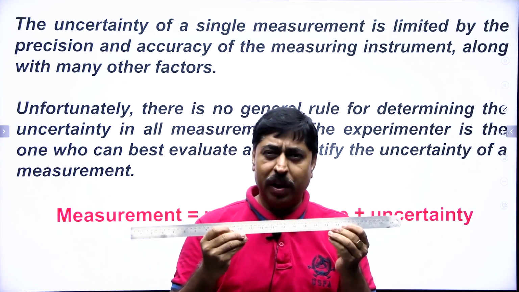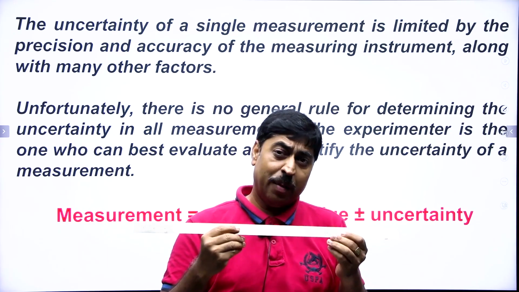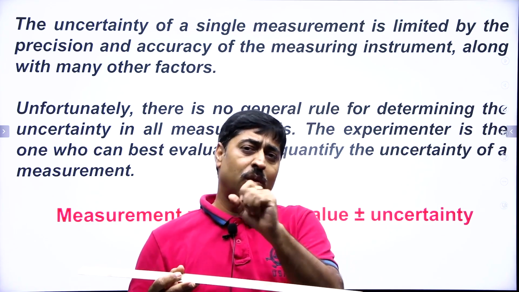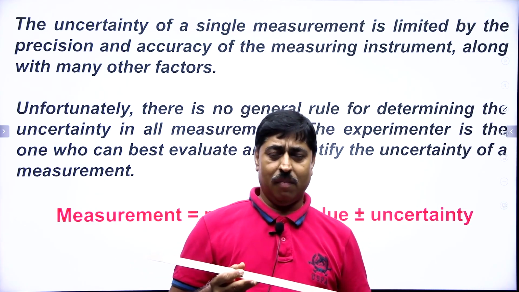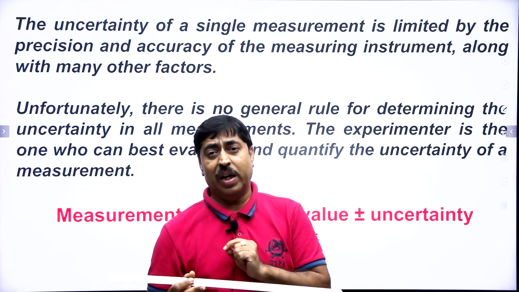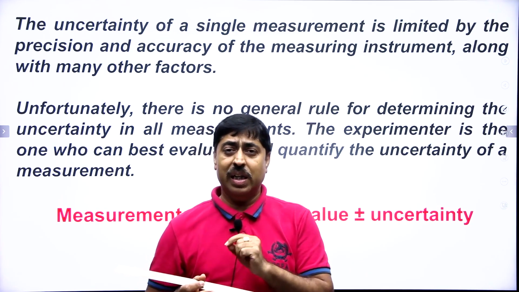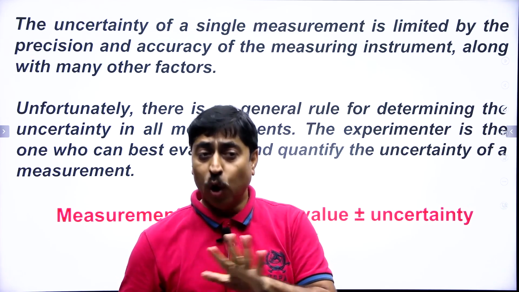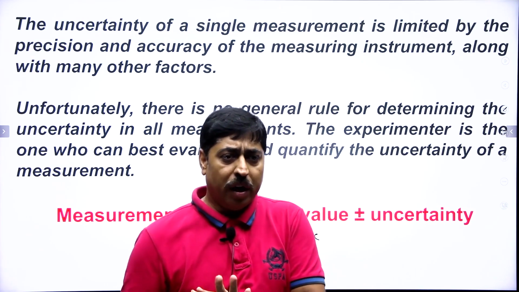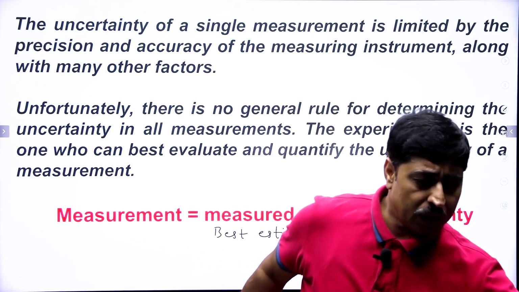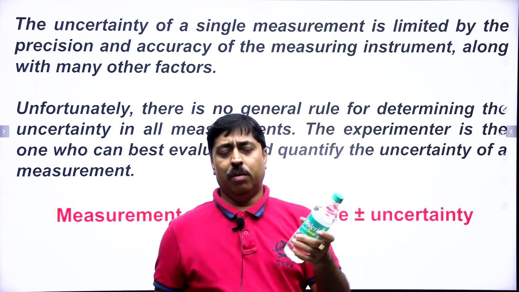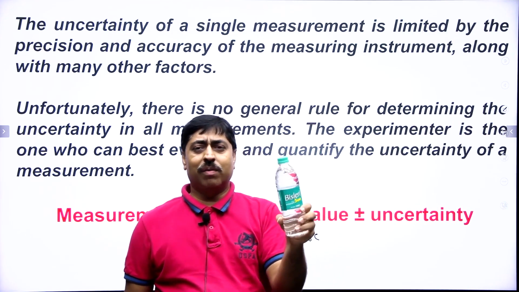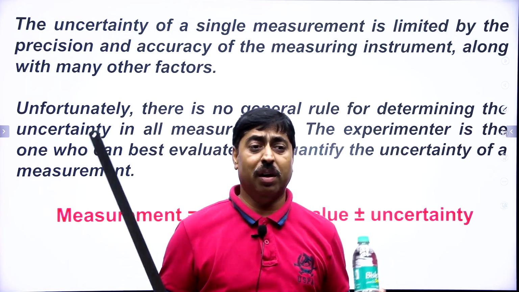But does it mean that when I measure a length, the uncertainty will always be limited to 1 millimeter? Does it mean that whichever length I am measuring, the uncertainty will always be 1 millimeter? The answer is no. Let me tell you why. Suppose this is a water bottle, and you ask me to measure the diameter of this water bottle using this scale.